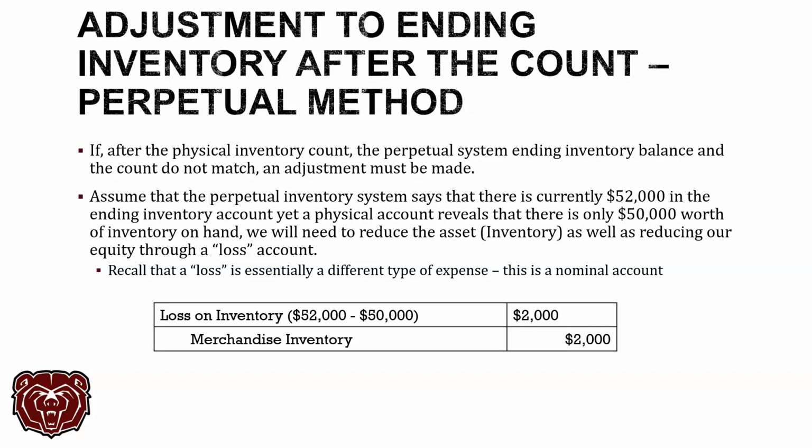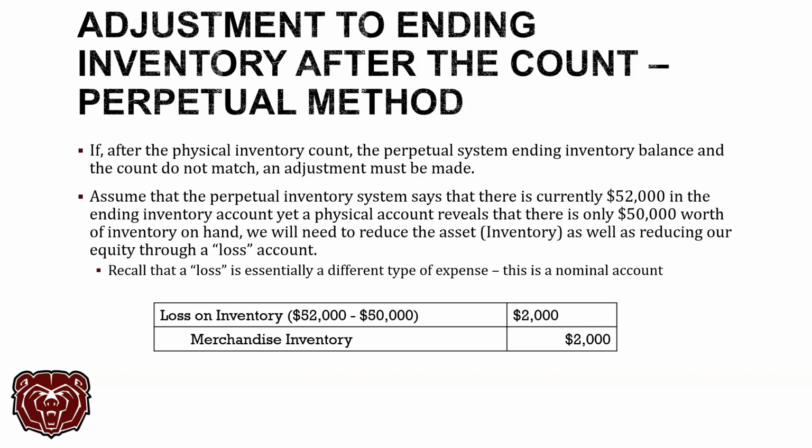So let's assume that the inventory system tells us that there's currently $52,000 in the ending inventory account. We go into the back, we go to the shelves, and we make a count, and there's actually only $50,000 worth of inventory on hand. Now, I will remind you, this on hand, that's your ending balance, right? Remaining on hand, those two things, they mean ending balance.